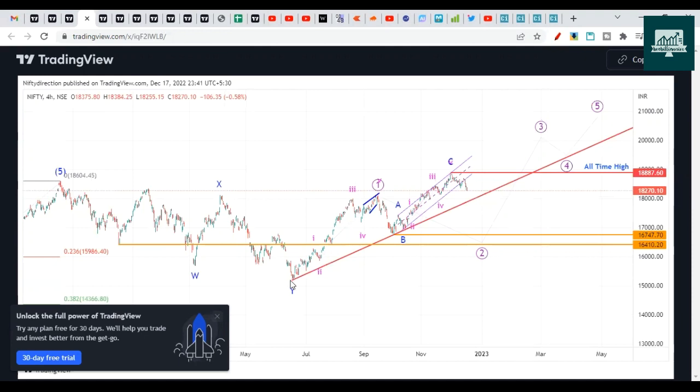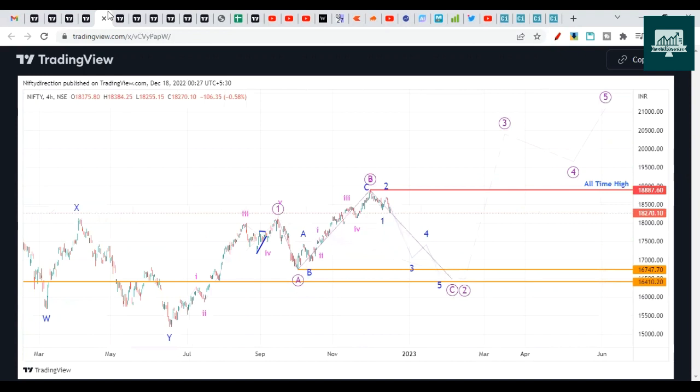We are not expecting it to break 15,184 again. So that low could be protected, based on the fact that this could be a leading diagonal structure, and we have completed wave 1 here, okay, and then the third and fourth are pending, the fifth is pending.